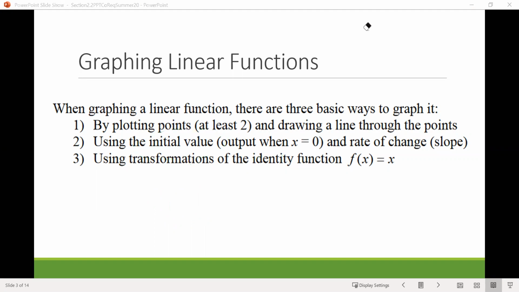And then the last one, which would be the least common, but since we took some time studying transformations in chapter 1, we should at least be aware of it, and that's using transformations of the identity function f of x equals x. So recall that f of x equals x is one of our toolkit functions called the identity function, and so we can do transformations of that to get any line that we want. All right, so let's look at using each of these.